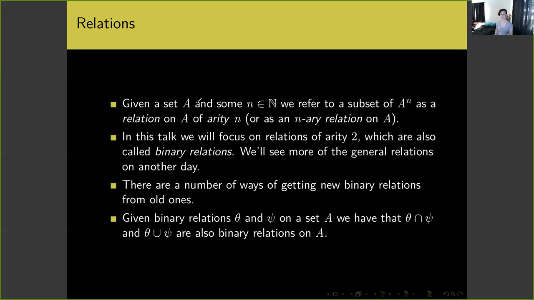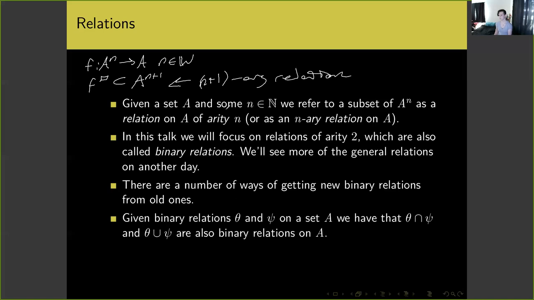Now, one needs to be careful, because if I have an n-ary operation F taking A to the n to A for some whole number n, which may be zero, then I can think of the graph of F, which we usually denote like this, as being a subset of A to the n plus one. But this is an n plus one ary relation. And so we don't need to actually use that correspondence right now.